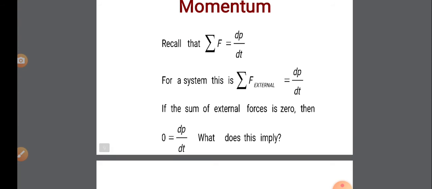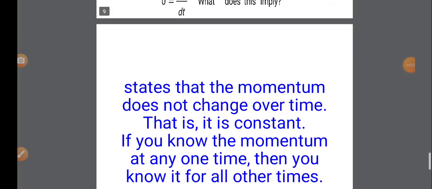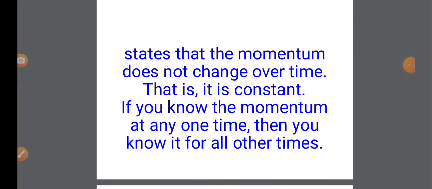If the sum of the external forces is 0, then the change in total momentum is also 0. We state that the momentum does not change over time, that is, it is constant and it is conserved. If you know the momentum at any one time, then you know it for all other times.